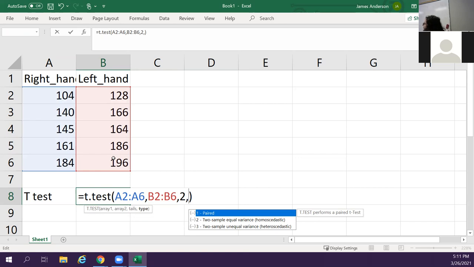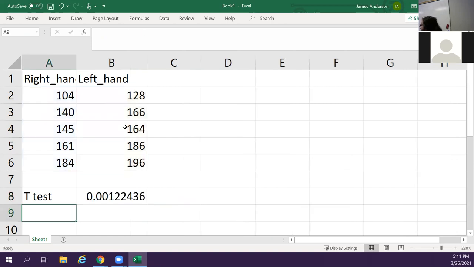So this is the same people. Technically, I'm supposed to do it paired, because if it's the same subject, I'm just testing left hand versus right hand. So paired. And this should give me my test statistic. Wait a minute, that's the actual p-value, isn't it? So it gives me my p-value, rather, which is the answer, which doesn't help you.